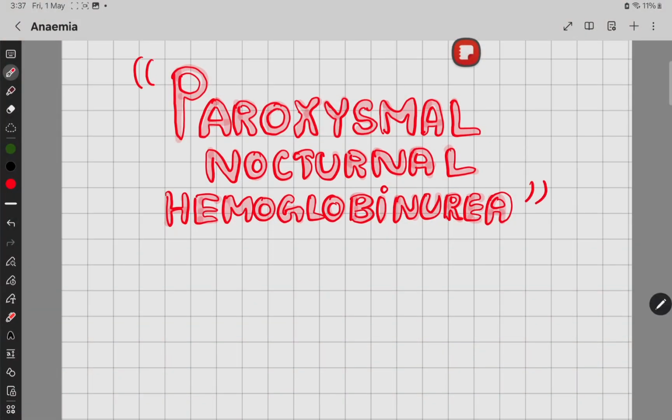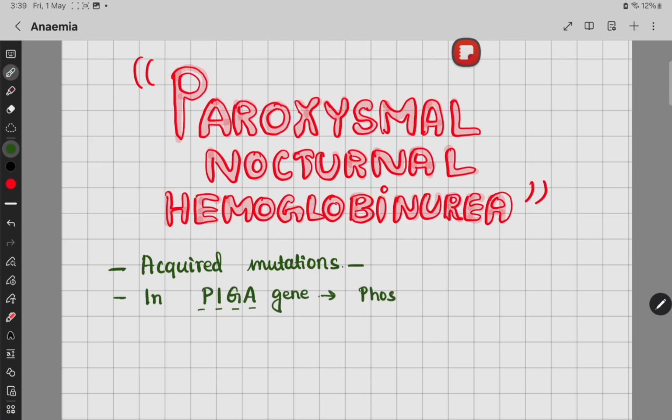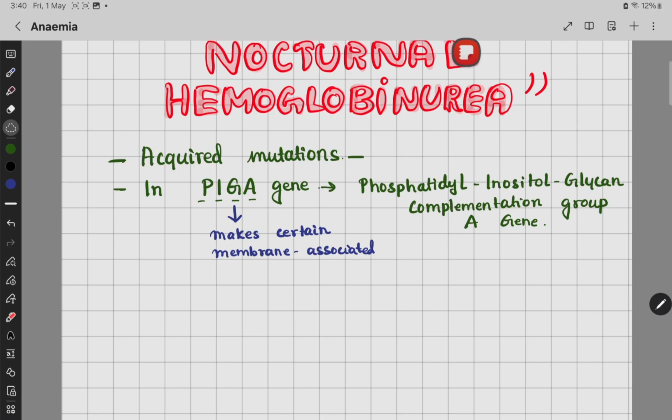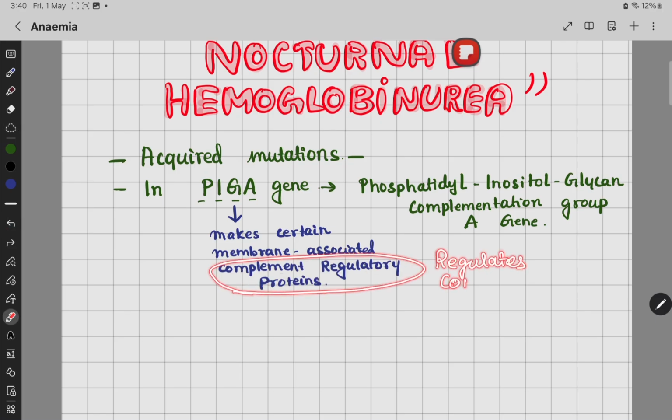Now this disease is not genetic, it is an acquired mutation. Where does this mutation happen? It happens in a gene called PIGA gene. The full form of PIGA is phosphatidyl inositol glycan complementation group A gene. You do not have to learn the full form, just pick up the word complementation group. Okay, this PIGA gene makes certain membrane associated complement regulatory proteins. So we can understand that it regulates the complement system.